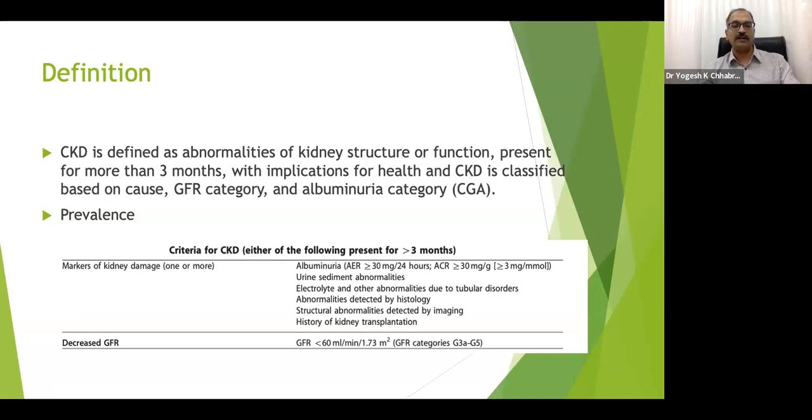The classification, that is, in which stage the patient is going to be, depends upon the GFR category and the albuminuria category, with the presence of these abnormalities for more than 3 months. If the GFR is persistently low, below 60 ml per minute, and persists for at least 3 months, we definitely go ahead with the definition of chronic kidney disease.